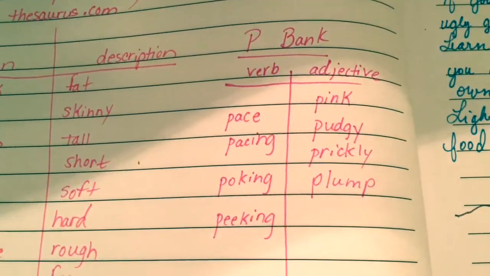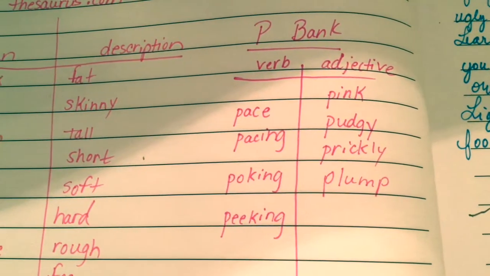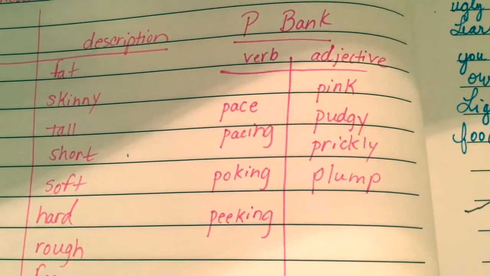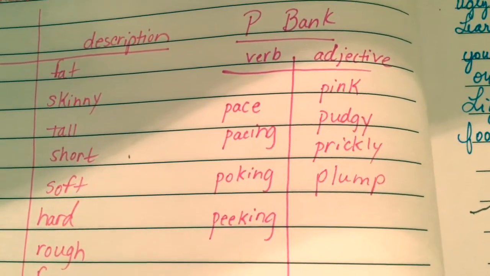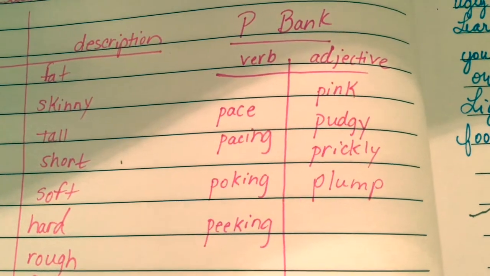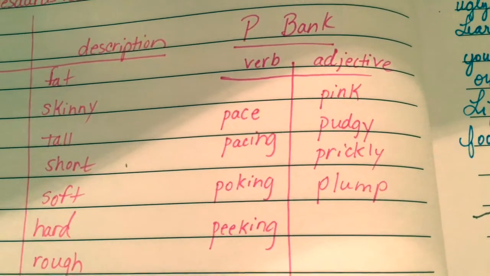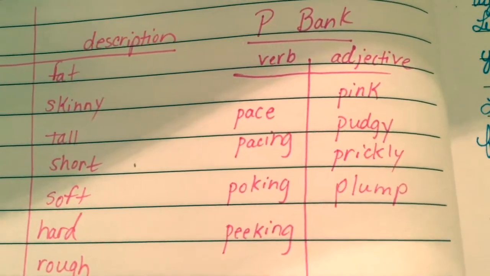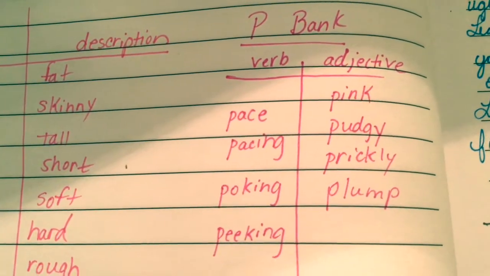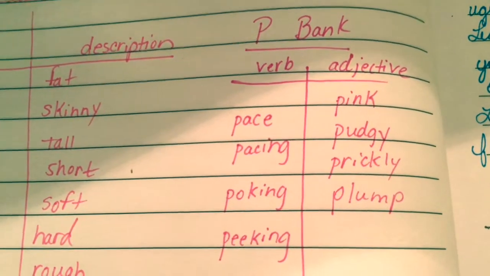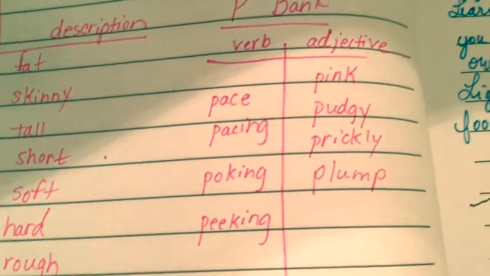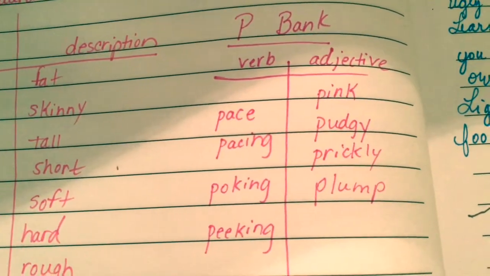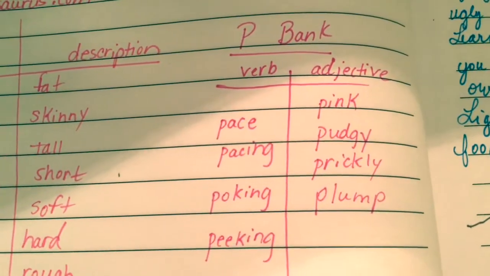In my second T chart, I just called it my P bank. Here you have things, verbs, pace, when I put in walking or pacing, poke, poking, pokes, peak, peaking, peaks, adjectives, piece, pink, pudgy, prickly, plump. It gives you an idea. Now you don't always have to use thesaurus.com. Sometimes you can quickly brainstorm your own T chart with the letters that you need. And that I think is the most fun.